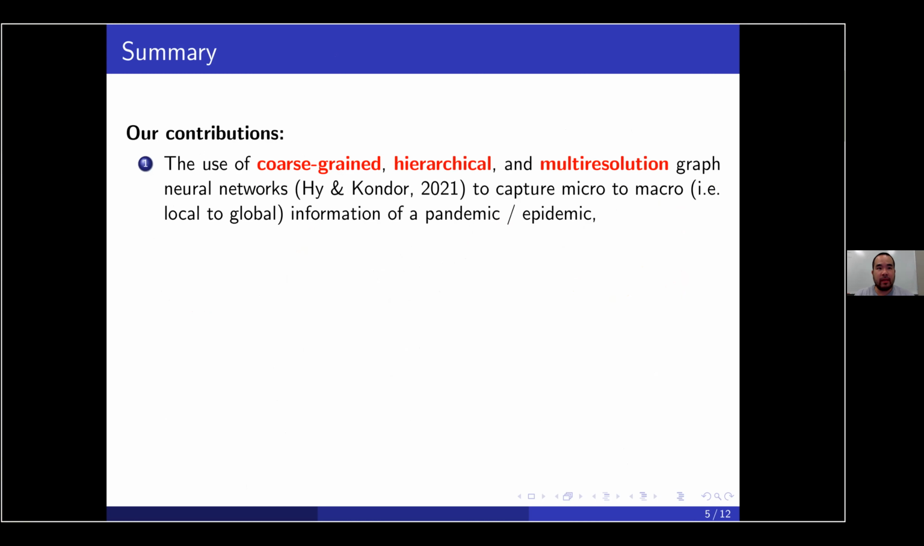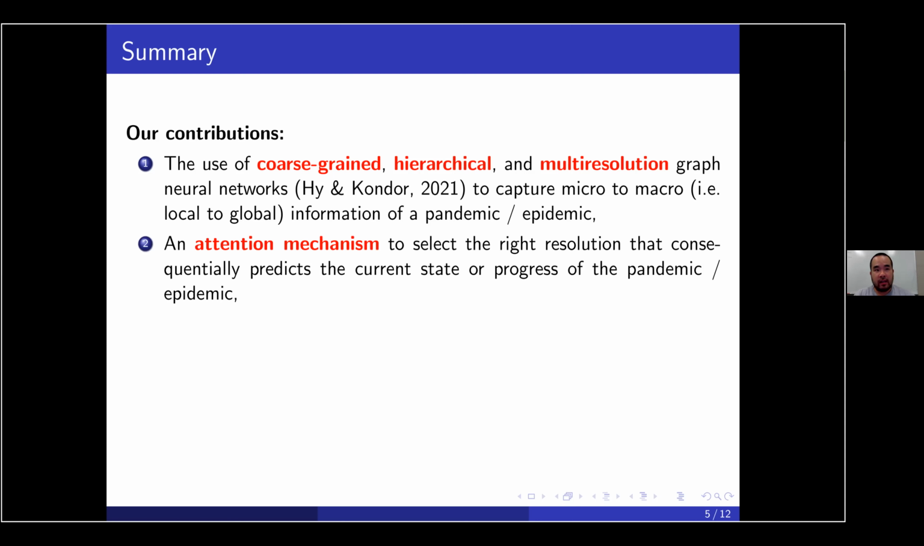Our contribution can be summarized as follows. First, we propose the use of multi-resolution graph neural networks to capture micro to macro, or local to global, information of a pandemic. Secondly, we apply an attention mechanism to select the right resolutions that predict the current state or progress of the pandemic.